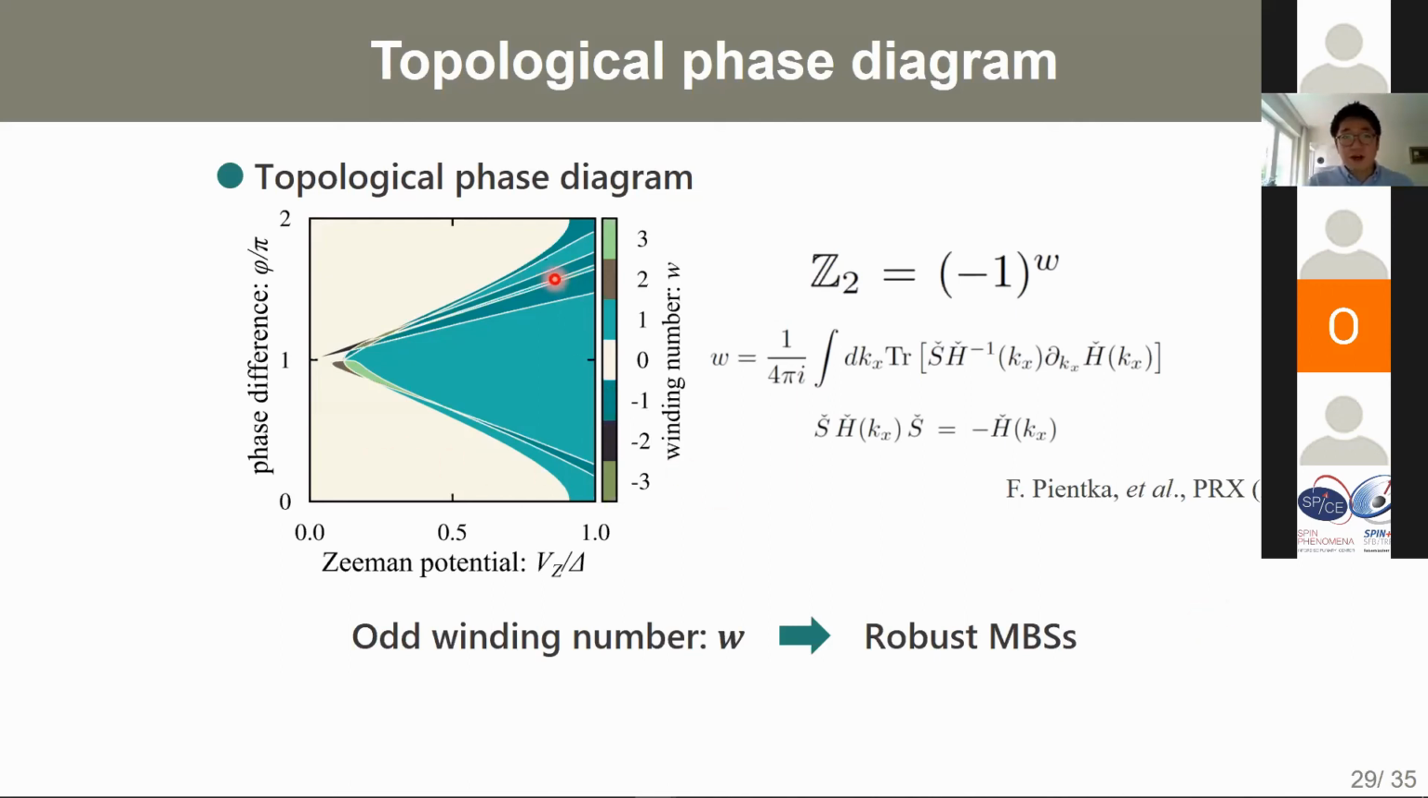And this is the result for the winding number as a function of the phase difference and the applied Zeeman potential. We can find that the odd winding number, I mean the topologically non-trivial phase, can be found in a broad range of this parameter space, except for this white or brown region. Actually, the details of the topological phase diagram can depend on the parameters, but we can find the topologically non-trivial phase in a broad range of parameters, so it is very insensitive to the parameters. And next, I want to talk about differential conductance in this system.